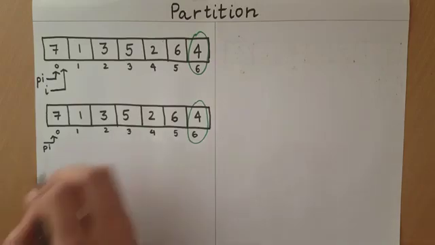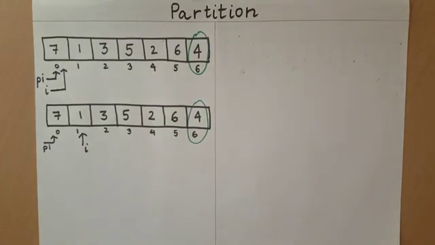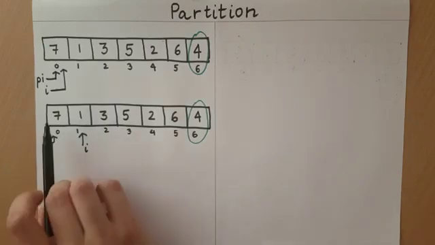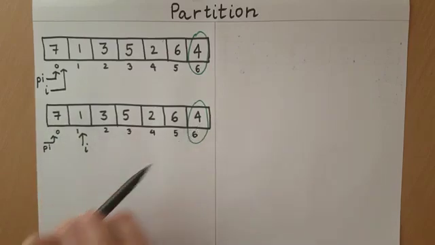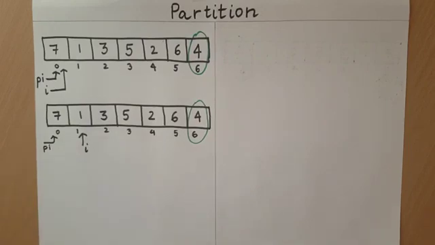Upon incrementing I will become 1. Now we check the element at I. If we swap the element at pi and the pivot, 4 will come here and 7 will come here. The element at I, being 1, will appear to the right of 4. 1 is lesser than 4, and yet it will appear to the right of 4. Hence, this element violates the condition that pi is the correct index. So we must make some changes.